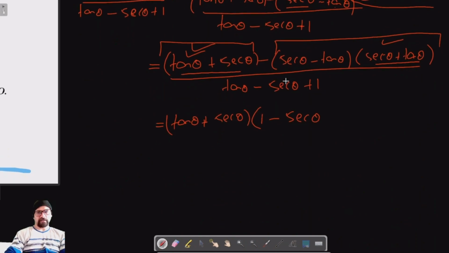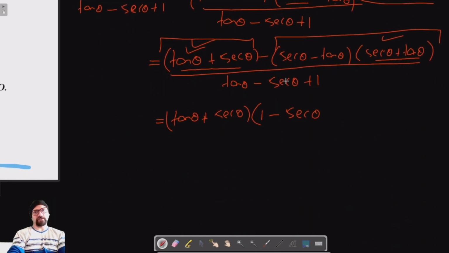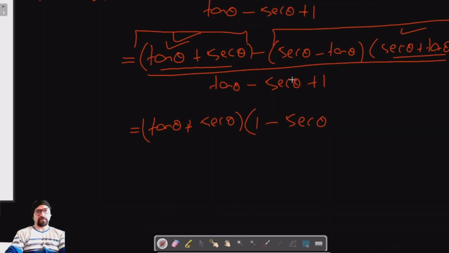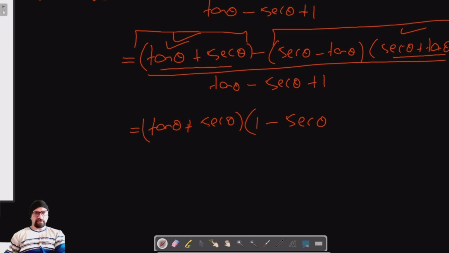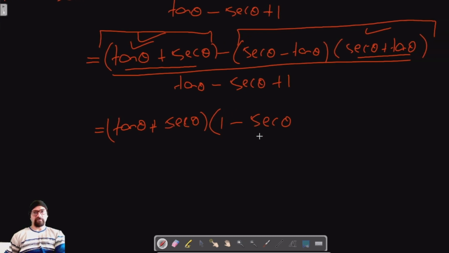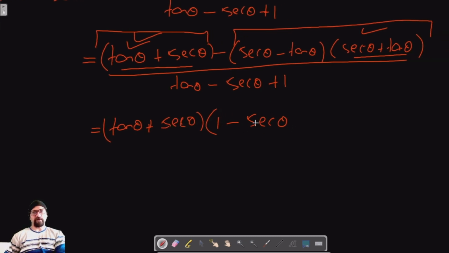So we have taken tan theta plus secant theta common, which will leave us with 1 minus secant theta plus tan theta upon tan theta minus secant theta plus 1.